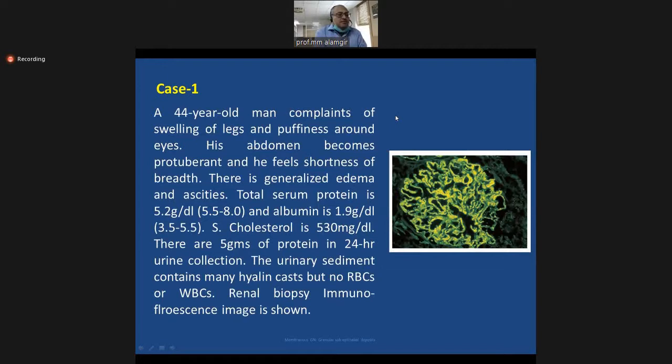The urinary sediment contains many hyaline casts but no RBCs or WBCs. So hyaline proteins are lost within the urine and they take up the shape of the renal tubules and nephrons. So they appear in the urine in the form of casts, cigar-like broken pieces. But there was no RBC or WBC, so there are no chances of infection or of red blood cells or nephritic syndrome, because we encounter red blood cells usually in nephritic syndrome.